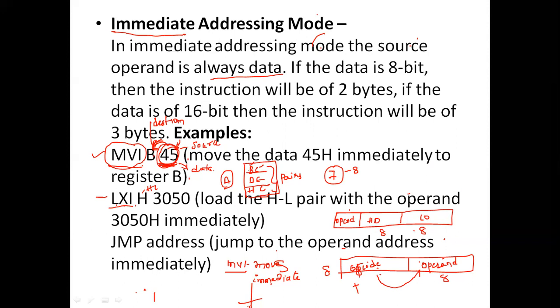We can't change the pairs, like we can't make a BL or a DC. We can't make it like that. Only BC, DE, HL are the pairs which are fixed when we talk about 16-bit data. And next, see the next example here, LHLD 3050.